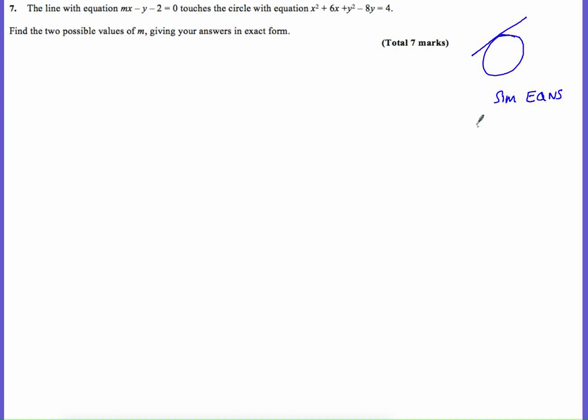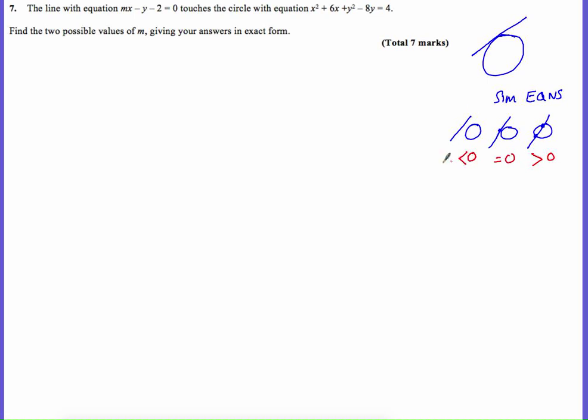Normally when we solve simultaneous equations, remember we get three situations. They don't touch, they touch just the once, or maybe they touch twice. And remember these relate at some point to our discriminant: the discriminant being bigger than 0, equal to 0, and less than 0.